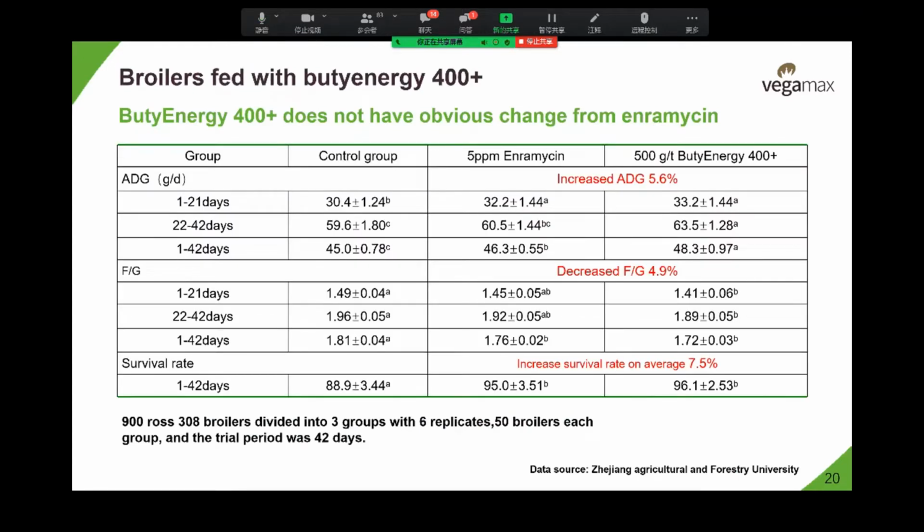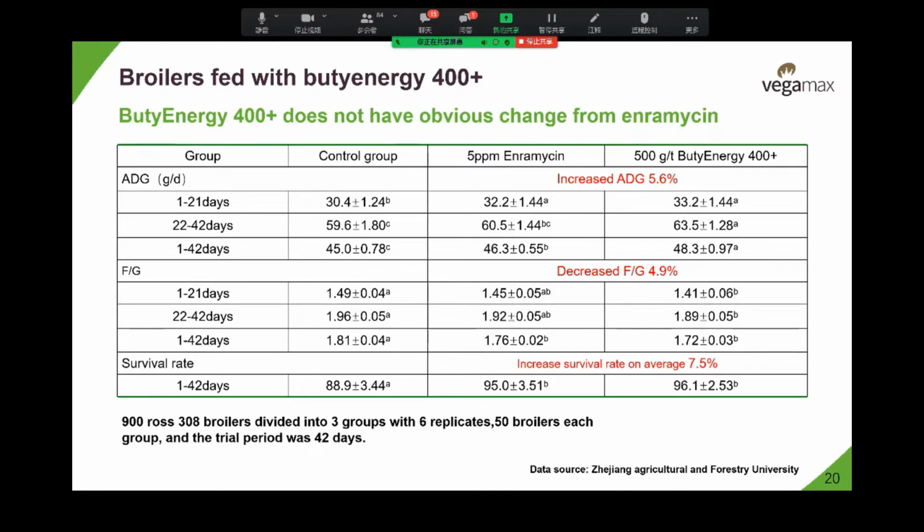We also did trials on broilers. This test is from Zhejiang Agriculture and Forestry University. After feeding with 500 grams per ton of Butyl Energy 400 Plus, we found that the average daily gain increased by 5.6, and the feed gain decreased by 4.9 compared with the control group. We also increased the survival rate by around 7.5 on average.